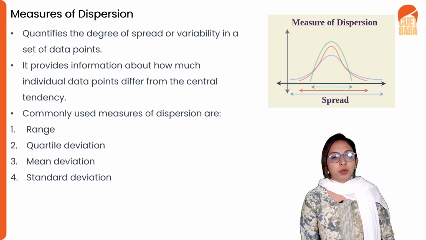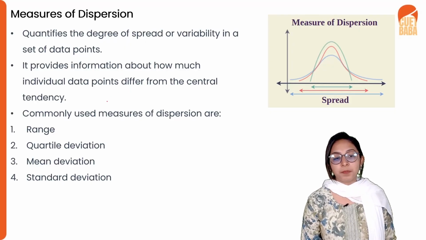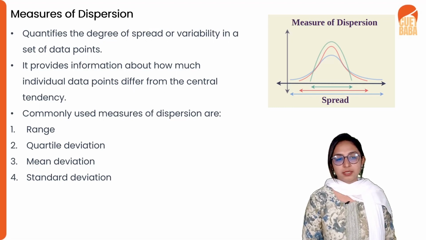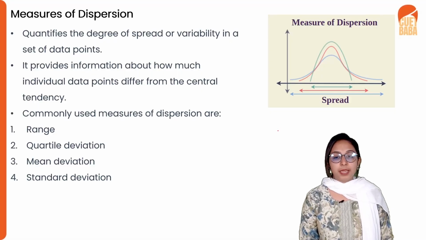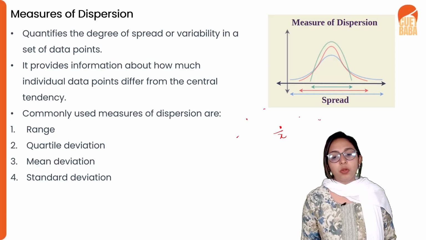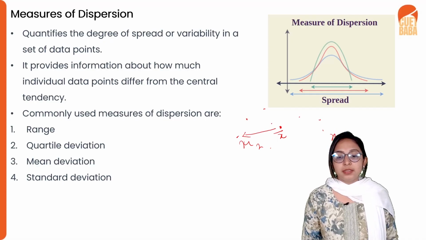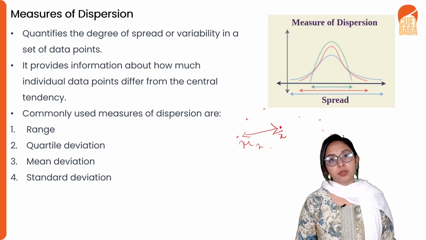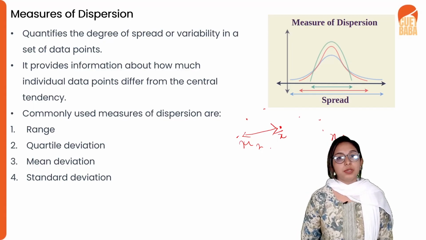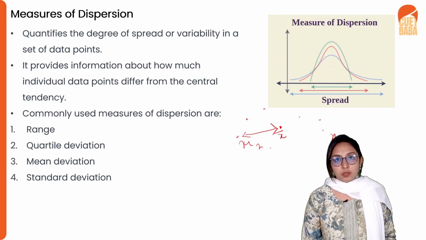It provides information about how much individual data points differ from the measures of central tendency, whether we have used the mean, median, or mode, it doesn't matter. Suppose this value is x bar we have found, and the points are x1, x2, etc. We are calculating the spread, or degree of variability, among these points, and if the measures of dispersion are too high, it means we cannot rely on the measures of central tendency.